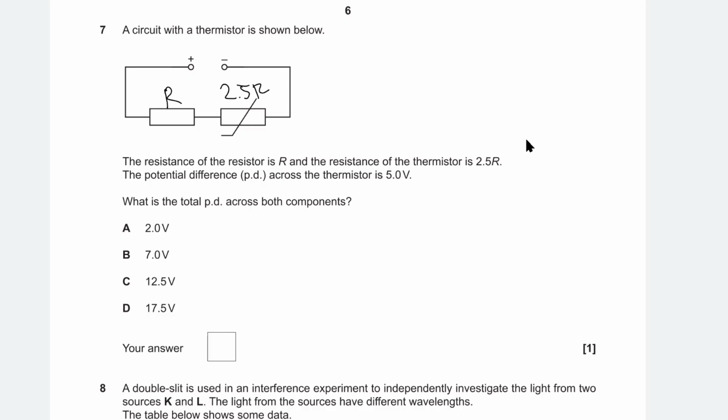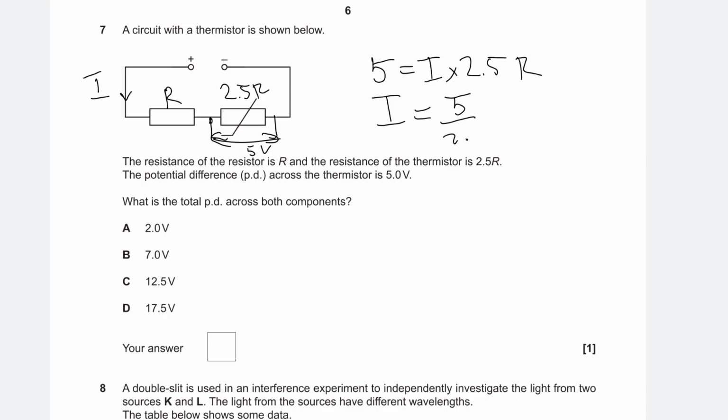Okay, so this one here is kind of tricky. The first thing that I really want to find is the current I. So I know that the voltage across this one here is equal to 5 volts. So I can say that 5 volts is equal to I times the resistance across the thermistor, so times 2.5 R. So this means that the current will be given by 5 divided by 2.5 R, which is going to be just 2 divided by the resistance. Okay, so this here is the current.